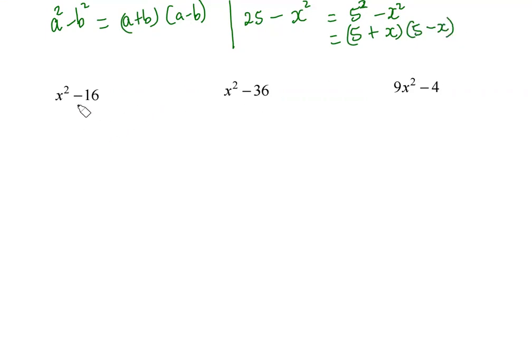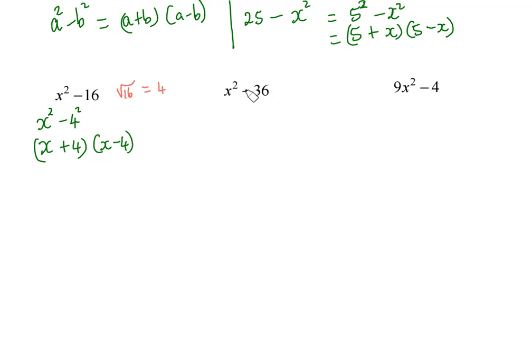Now, let's see what we have here. We have x squared minus 16. The square root of 16 is 4. So it's more like we're saying x squared minus 4 squared. So it's going to be x plus 4, x minus 4. That will be our final answer. So we add the roots and subtract the roots. That's what we're doing here.